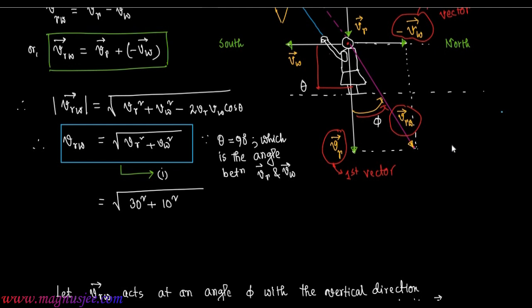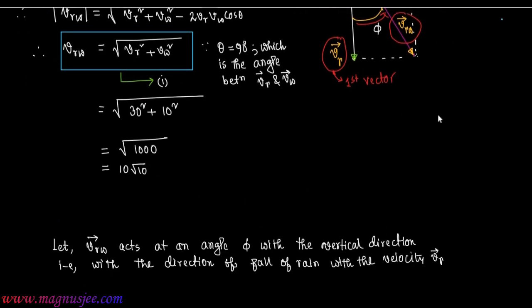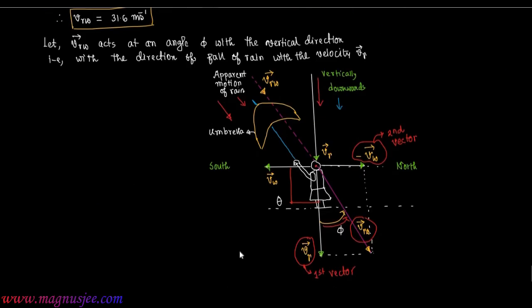VRW will be equal to root over 30 square plus 10 square, which is equal to root over 1000. Therefore VRW is equal to 10 root 10, that is 10 into 3.16. Therefore, VRW, the relative velocity of rain with respect to the woman, is equal to 31.6 meter per second.